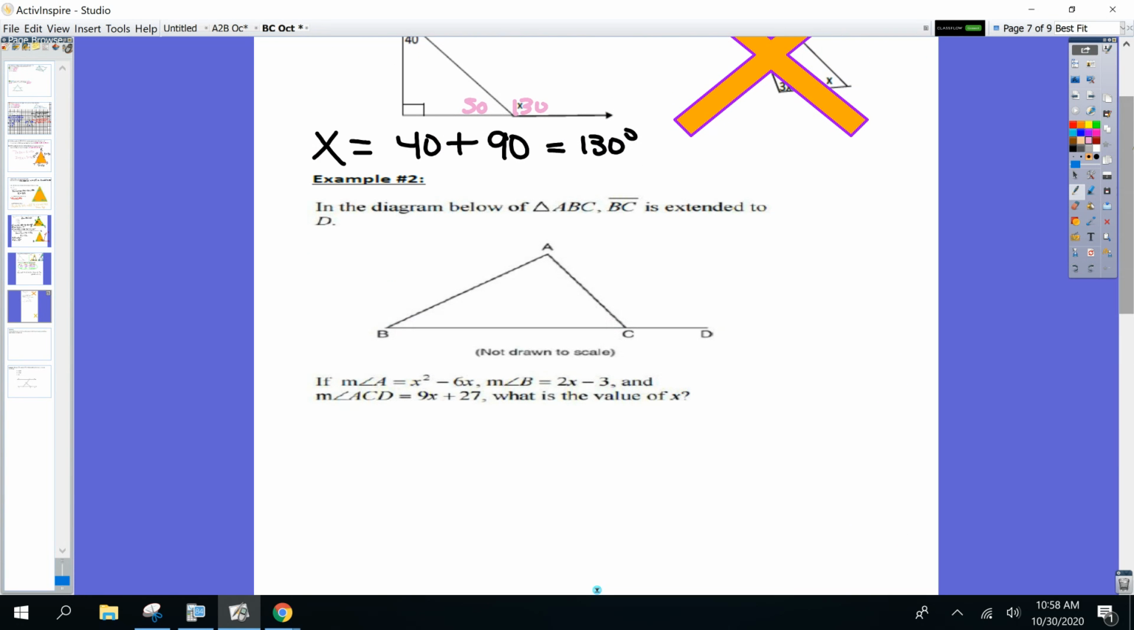All right. Oh, this is my favorite one. Angle A is x squared minus 6x. Angle B is 2x minus 3. And ACD, that's the exterior angle here, is 9x plus 27. What's the value of x?